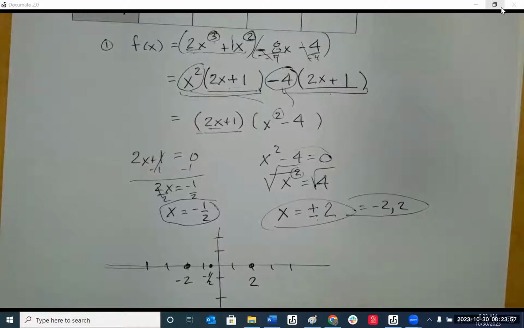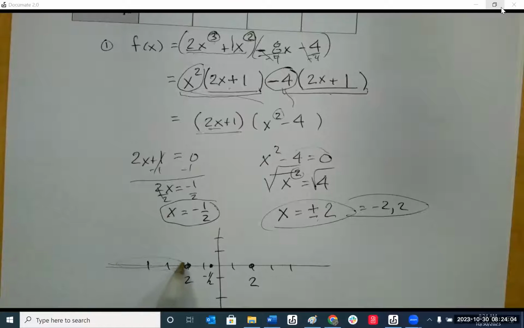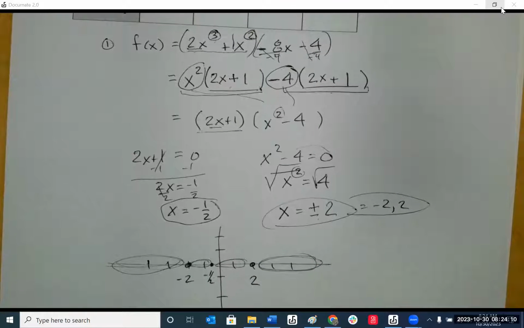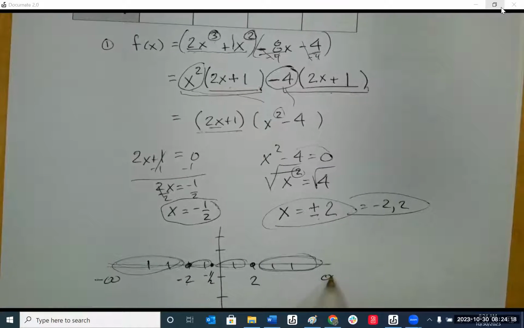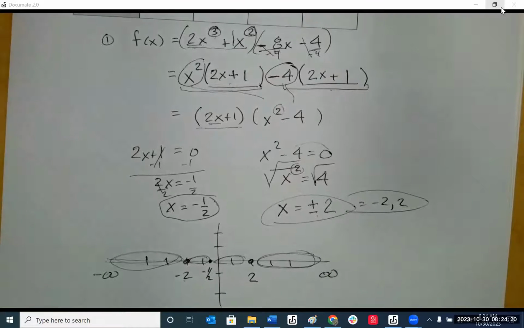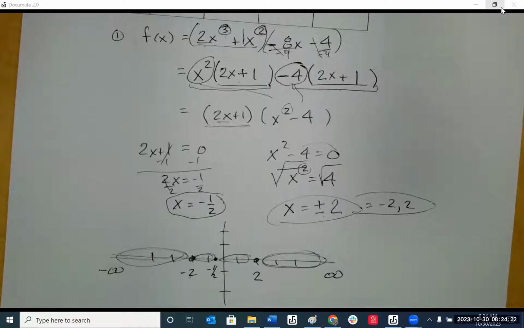Now what do? We look at the intervals. We look at that interval, that interval, that interval, and that interval. So beginning at negative infinity to -2, -2 to -1/2, from -1/2 to 2, and 2 to positive infinity. So we look at all four of those intervals.